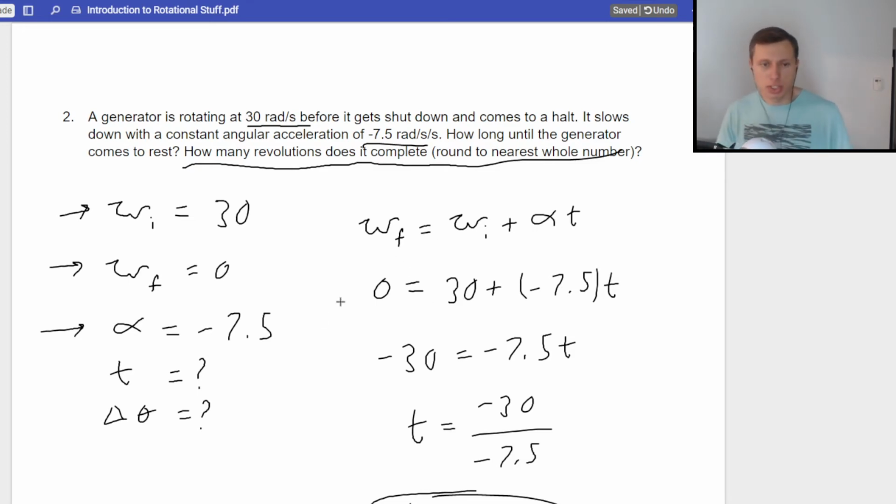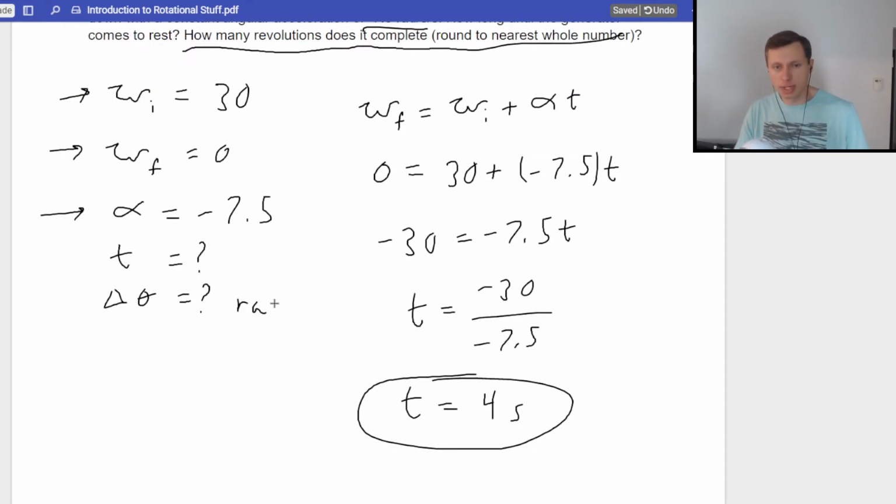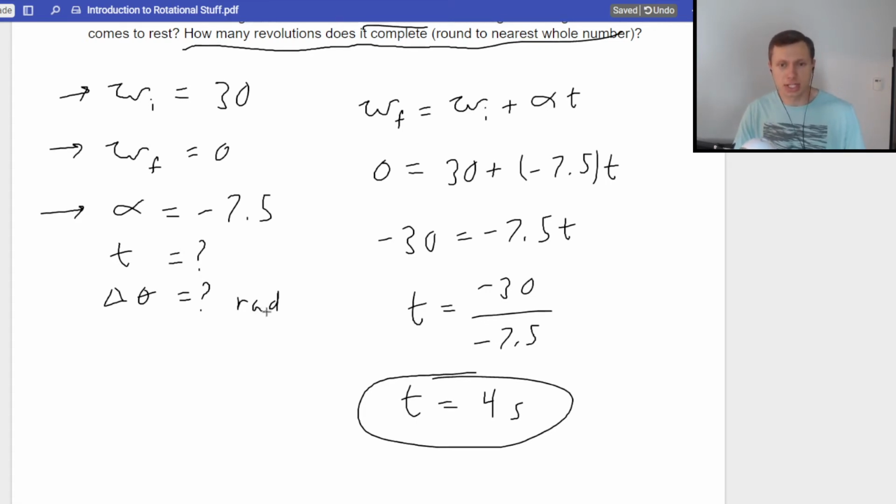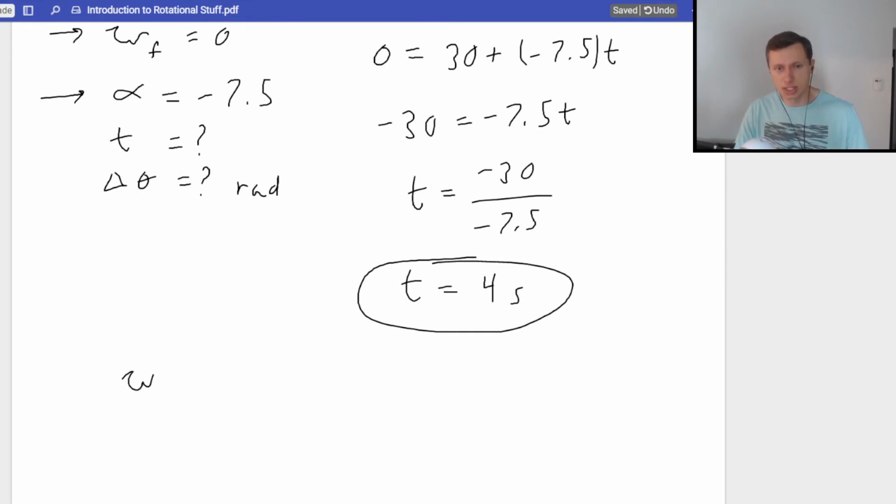So again, we're going to be solving for delta theta, which is going to be in radians, and then we need to convert to revolutions. I want to use a different equation than the one we used last time, just to show you different ones work. Let's use the equation that doesn't have time in it, which is omega final squared equals omega initial squared plus 2 alpha times delta theta.